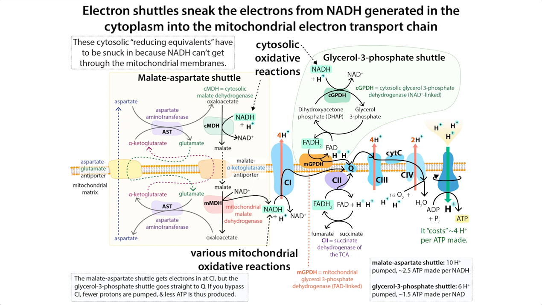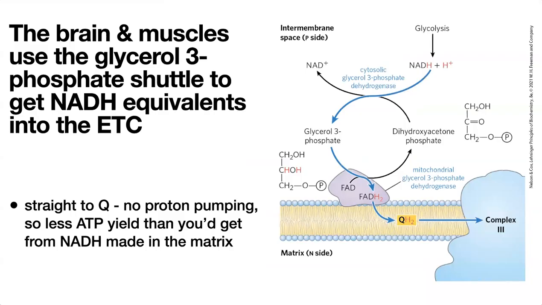So there's less of a yield here than we would get if we generated that NADH in our mitochondrial matrix, where it could enter at complex 1. And we'll talk about a method in a second where you can actually still enter at complex 1, even if you generate that NADH in your cytoplasm. This glycerol-3-phosphate shuttle is the main route that you're going to take to get NADH equivalents to the electron transport chain in your brain and in your muscles.